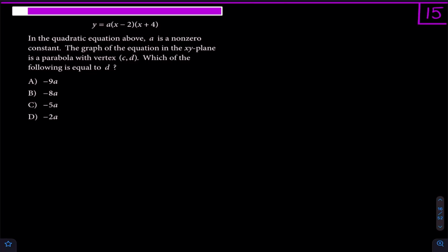So, what are we trying to do in this problem here? We're trying to find the value of d. And what is d being defined as? It's saying that it is the y-coordinate of the vertex. Now it does give us the equation of this parabola, which is really nice. So, I mean, this equation does give us some pretty good information. It tells us where the zeros are for this parabola.